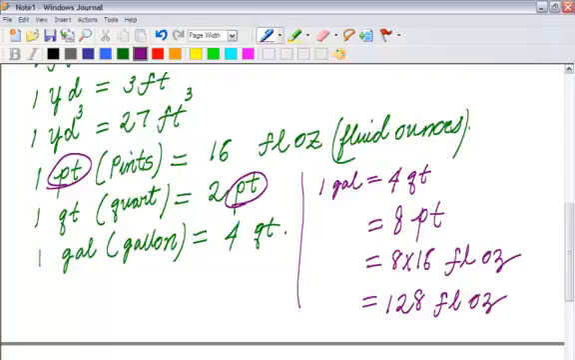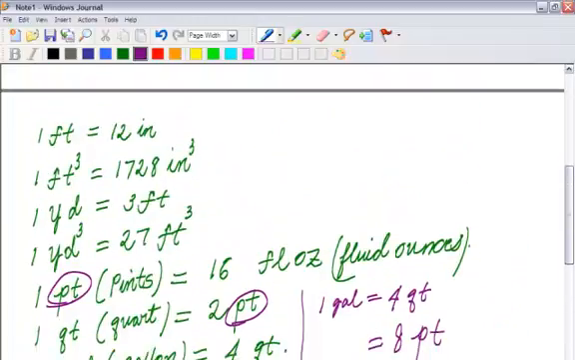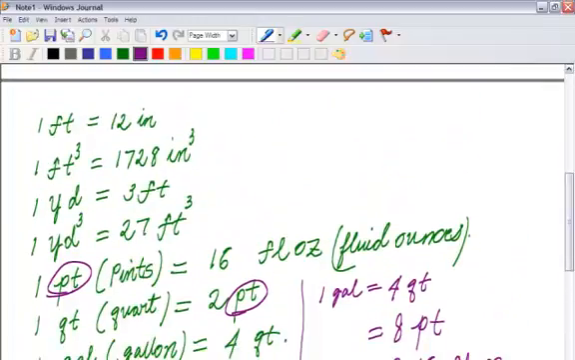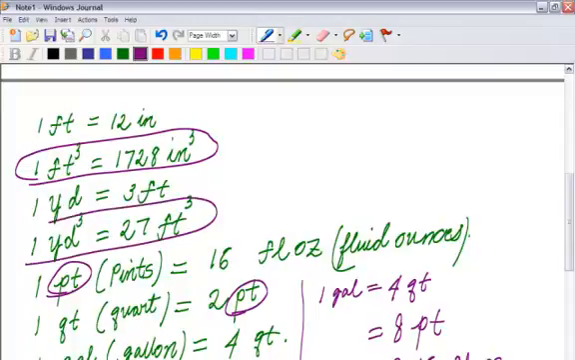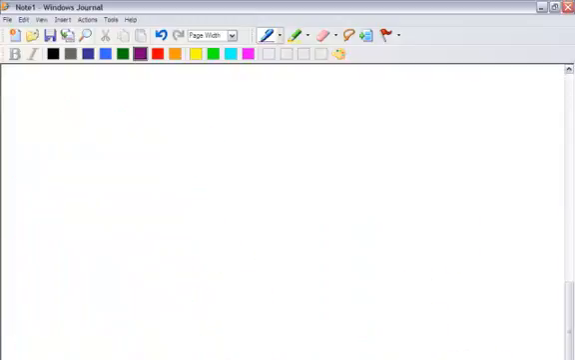Alright, so again, let's go through the main formulas that we need. The first one is that 1 foot cube is 1728 cubic inches. 1 cubic yard is the same as 27 cubic feet. And of course we need all three here as the units for volume, okay? Now, let's look at a couple of examples.